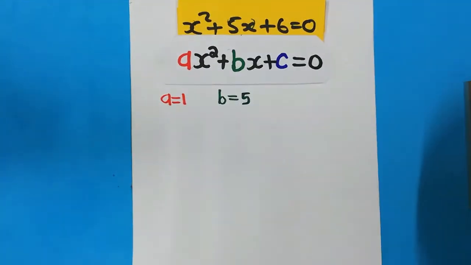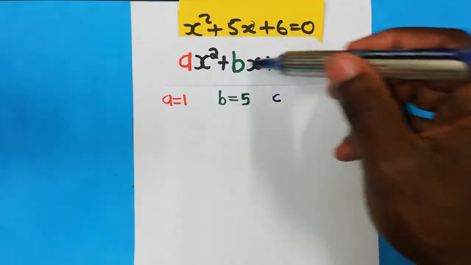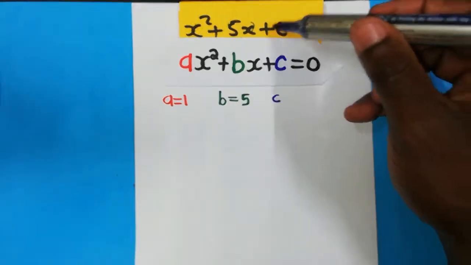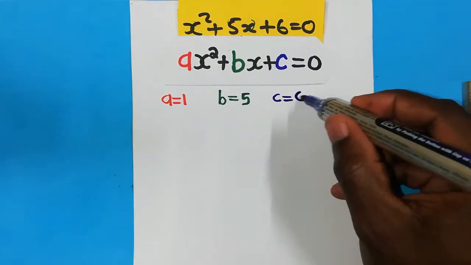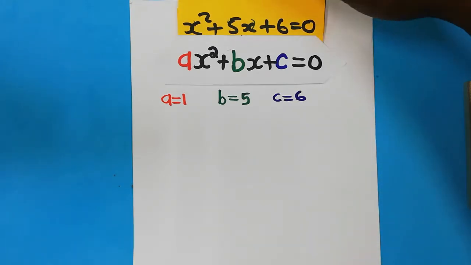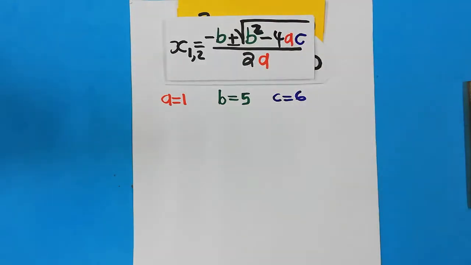The last one we have is c. C is the constant in the equation. If you check, the only constant that we have is 6, meaning that our c will be equal to 6. Now that we managed to find the values of a, b, c, let's use the quadratic formula to solve for the value of x.